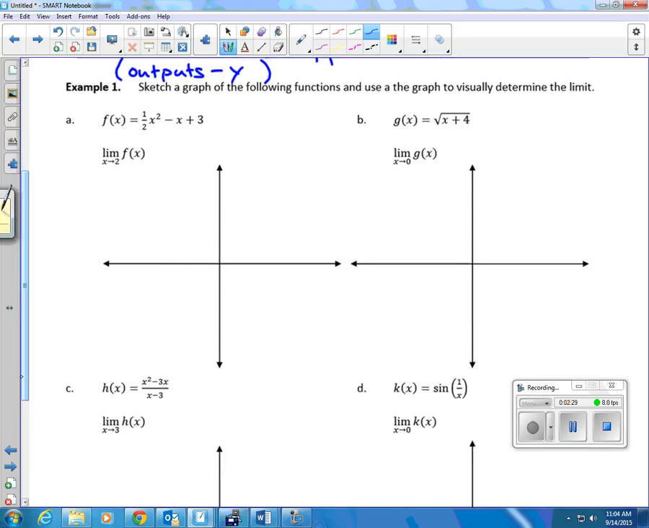A lot of limits are very easy to calculate. In fact, if we look at this one, it says sketch a graph of the following functions and use the graph to visually determine the limit. f(x) is equal to 1/2 x squared minus x plus 3. What shape does that make? Parabola, up or down? Up. In fact, it looks like that. You can graph on your calculator and find that out.